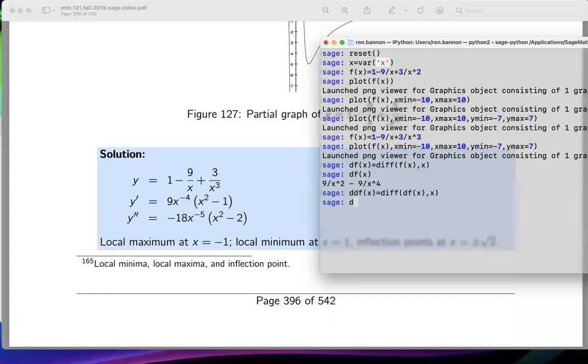All right, let's display it, ddf. See if we got that right. And let's see if we got it. I got the first term. They just multiplied it out. And I got the second term.